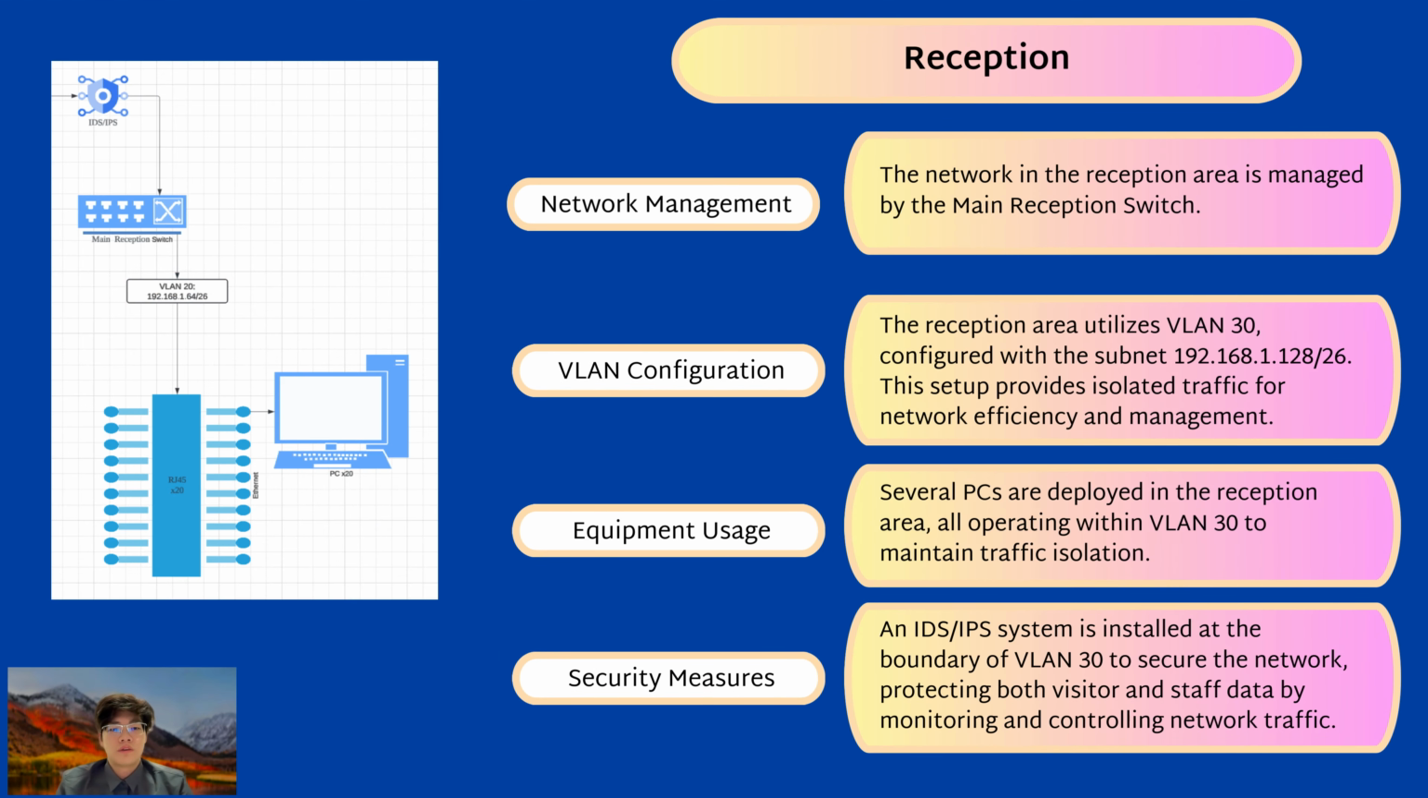The network in the reception area is managed by the main reception switch. The reception area uses VLAN 30 and has several PCs with traffic flowing through VLAN 30. The IDS/IPS system is deployed at the boundary of VLAN 30, ensuring network security for visitors and staff.